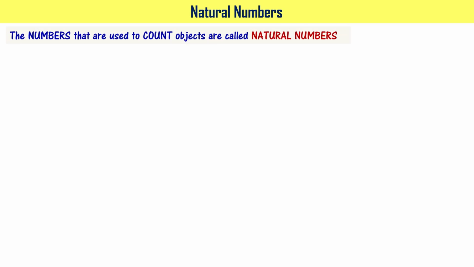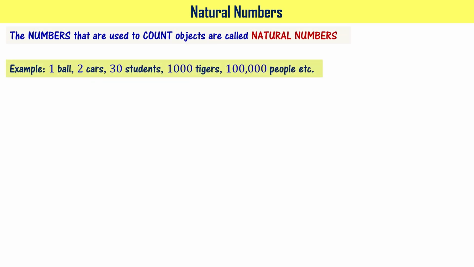The numbers that are used to count objects are called natural numbers. For example, you say one ball, two cars, 30 students, 1,000 tigers, 100,000 people, etc. In all these cases, actually, we are counting either people or some objects, or some animals in this case, right? The numbers that are used to count objects, people, or animals, etc. are called natural numbers. Please note this.